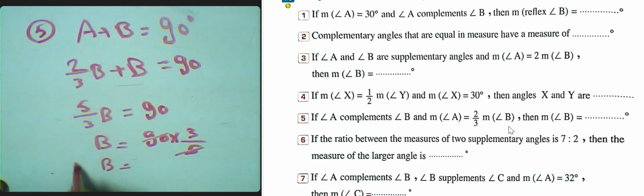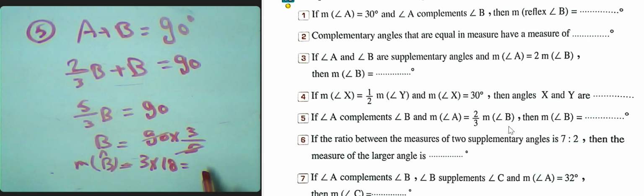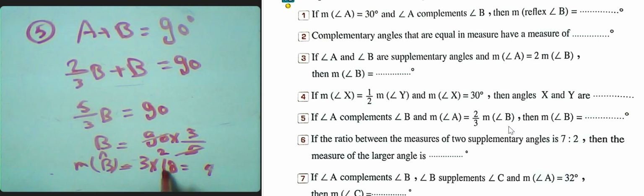Then the measure of angle B equals 3 times 18. 3 times 8 equals 24, write 4 and carry 2. 1 times 3 is 3, plus 2 is 5. And the result will be 54 degrees.